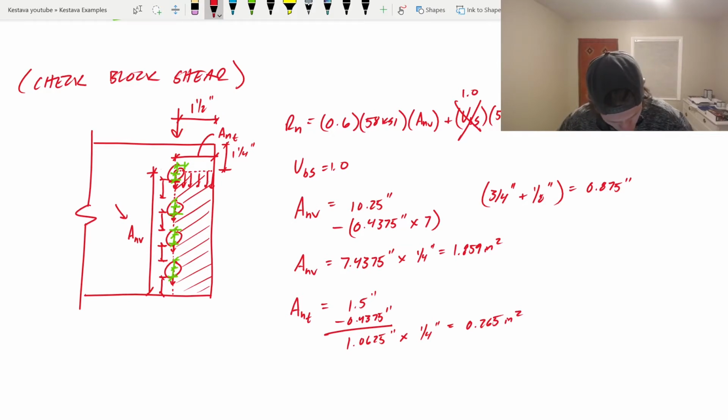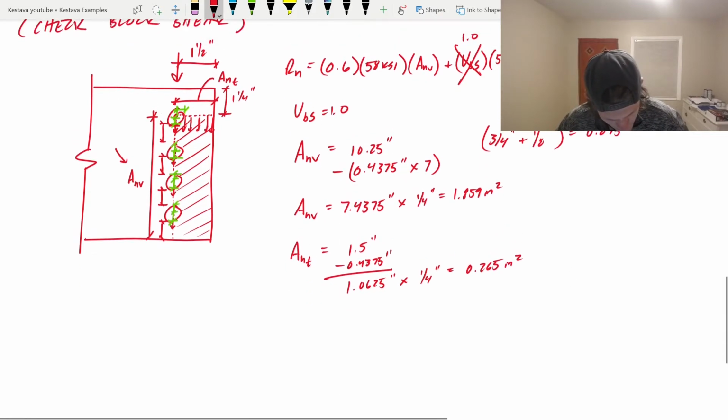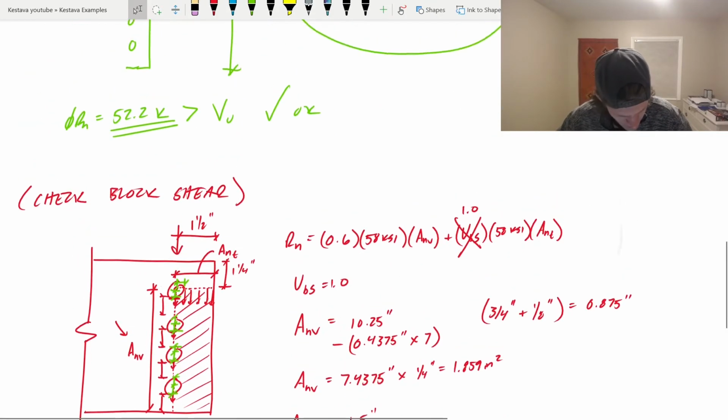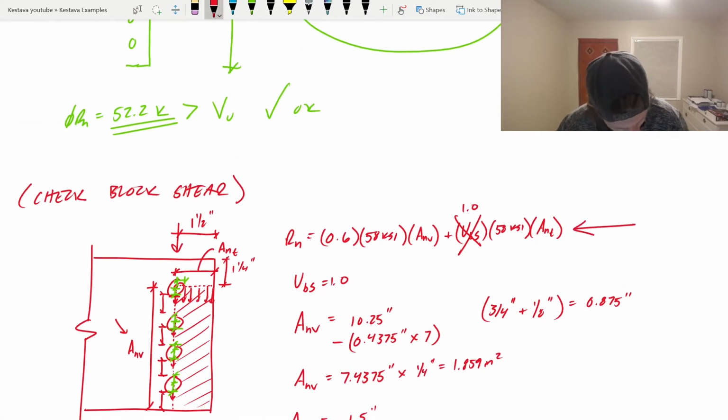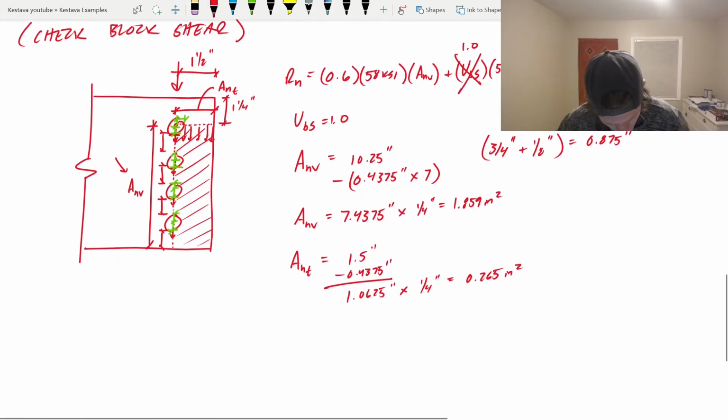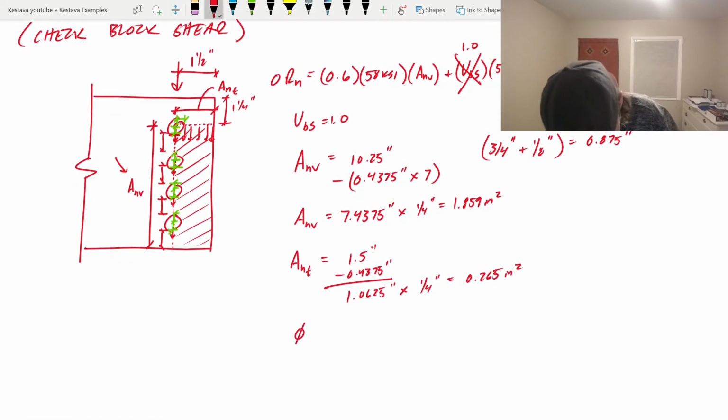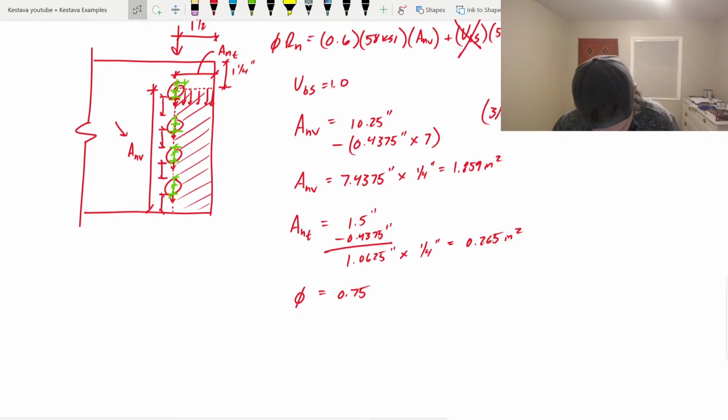So we'll plug back in to the top to get my beautiful face out of the way. Back into this equation. Oh, and phi, if we slap on phi, what's phi equal to? Phi is equal to 0.75, and that's in the steel manual. All that plugged in, phi Rn is going to be equal to 60 kips.